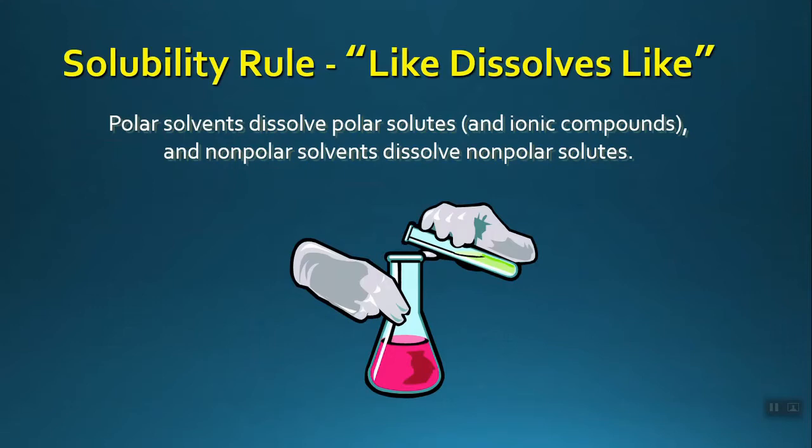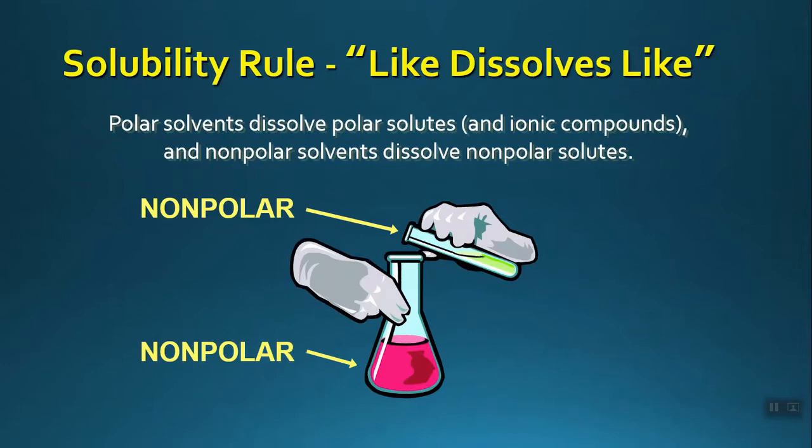It tells us that polar solvents can dissolve polar solutes. Polar solvents can also dissolve ionic compounds. And then nonpolar solvents dissolve nonpolar solutes. So we're going to review how to tell if a substance is polar or nonpolar. But again, just to reiterate, like dissolves like, the solute and solvent both have to be the same polarity.